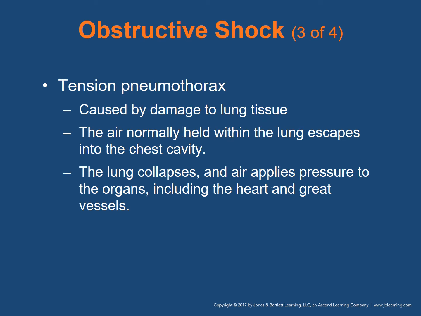Next is a tension pneumothorax. Tension pneumothorax is caused by damage to the lung tissue. And when this happens, the lung tissue normally causes there to be a hole or some sort of opening that allows the oxygen and air to escape the lungs into the chest cavity. A tension pneumothorax is closed, and so you end up having the air held within the chest cavity that then puts pressure on the heart and the other organs, not allowing them to relax and expand appropriately.